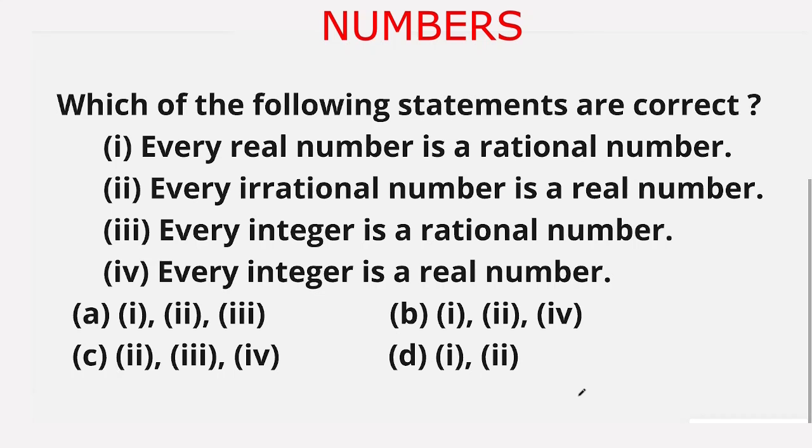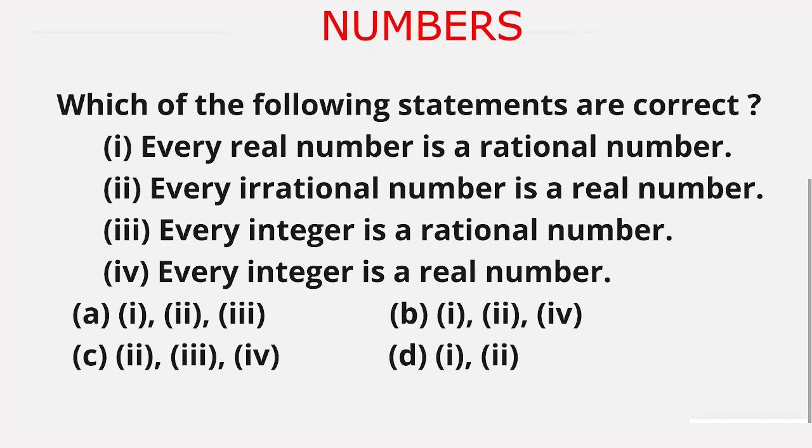Statement 3, every integer is a rational number. This statement is also correct, as the integers, which are -3, -2, -1, 1, 2, 3, 4, 5, all are integers. And if we put 1 upon all these numbers, they are of the form P upon Q. Thus every integer is a rational number.